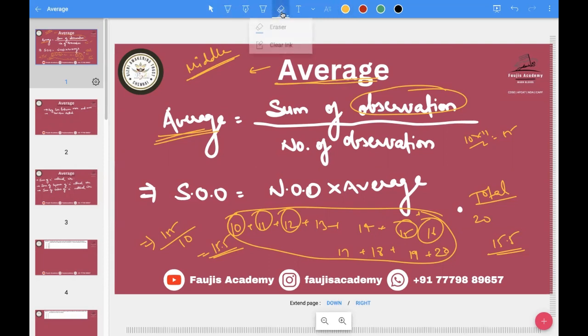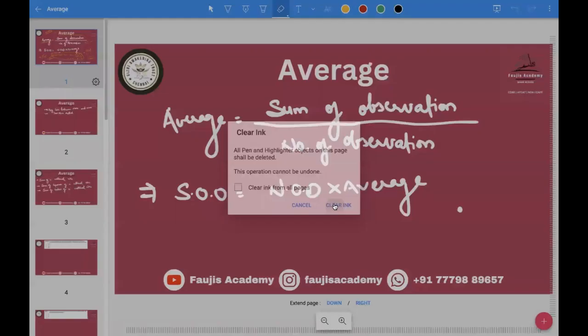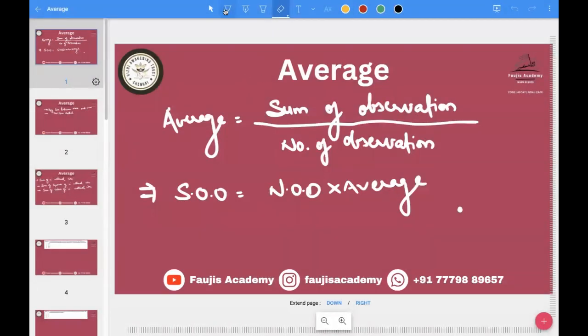This was the first thing I wanted you guys to understand. The second thing, SOO, simply stands for sum of observations. I did not want to write it in full, so I wrote it in short form. This second formula is derived from the first formula. So sum of observations is equal to average into NOO, that means number of observations.